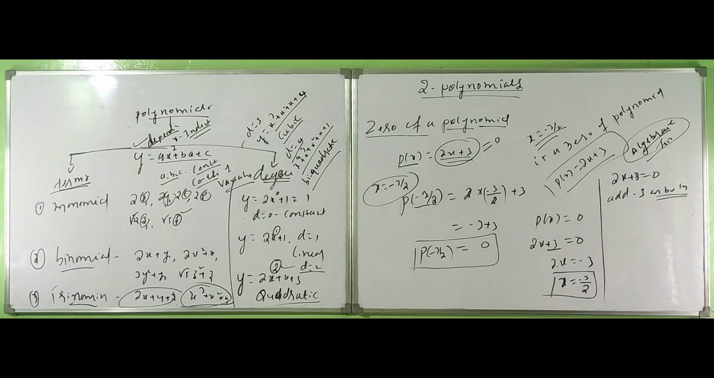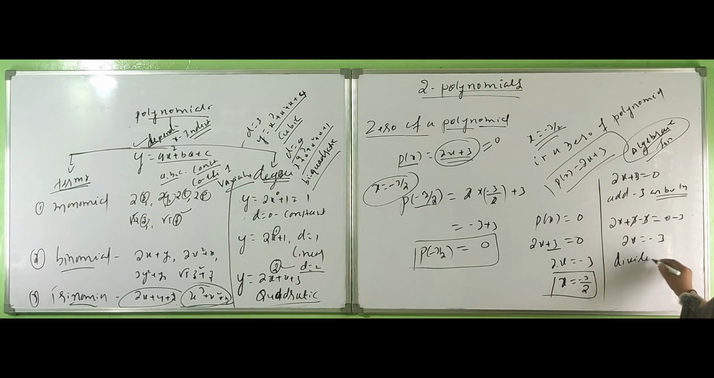On both sides, what happens here? 2x plus 3 minus 3 is equal to minus 3. So here the plus 3 gets cancelled. 2x is equal to 0 minus 3, minus 3.